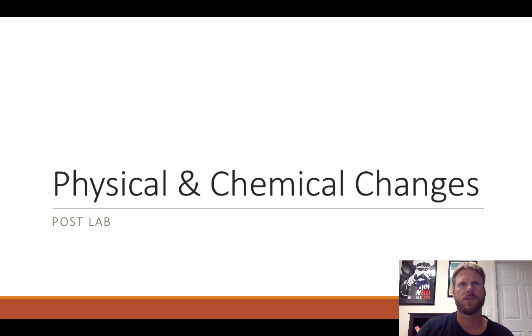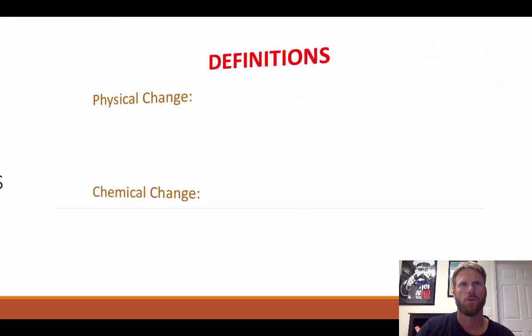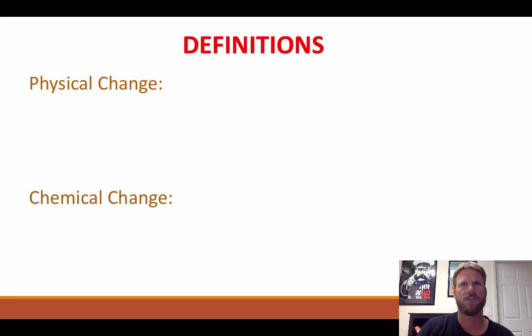Let's take a look at this physical and chemical changes activity from small group. Your assignment was to define a physical change and a chemical change, and then to identify the observations that you made as either being physical changes or chemical changes.